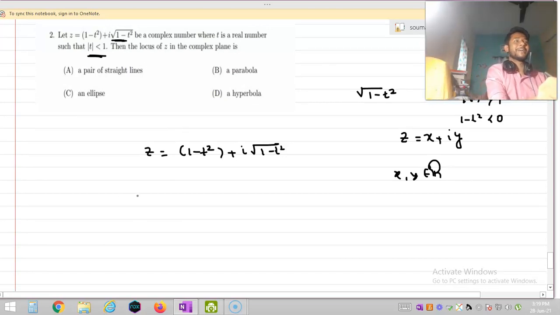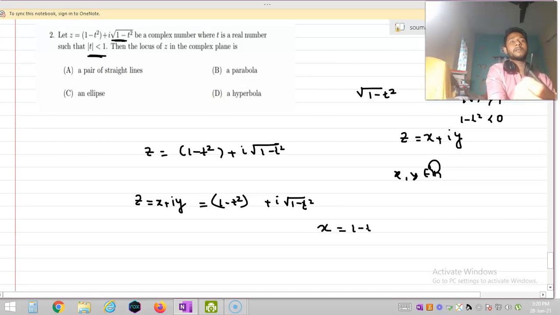So I am writing z = x + iy, which is equal to 1 - t² + i√(1 - t²). Equating the real part and imaginary part, I will get x = 1 - t² and y = √(1 - t²).